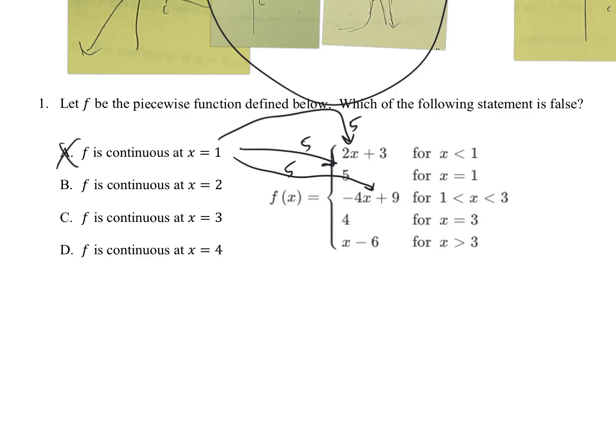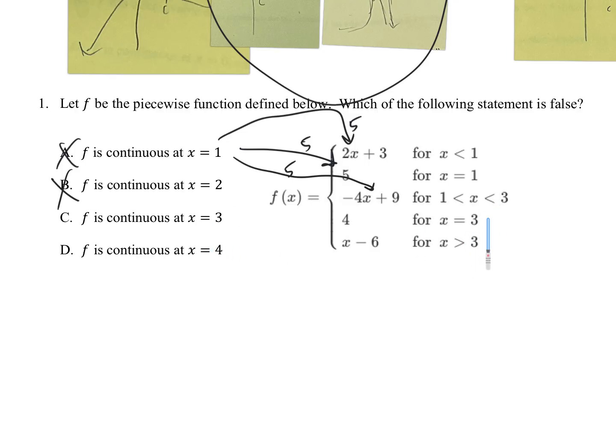Is it continuous at 2? Where am I going to look for when x is 2? In between. Do you agree 2 lies between 1 and 3? I'm just going to plug in a 2 here. From the left of 2, 1.9, and from the right of 2, 2.1, plugging in a 2, negative 8 plus 9 is 1. So I'm okay with this because at 2 there's not a break. 2 is all good.